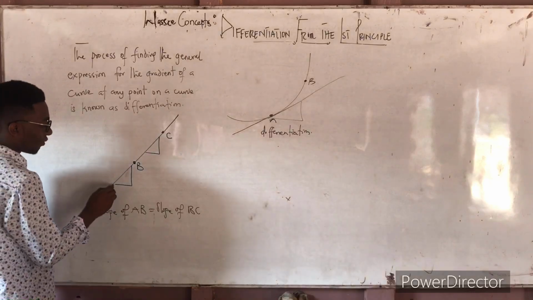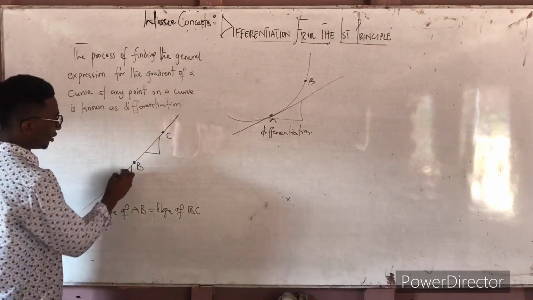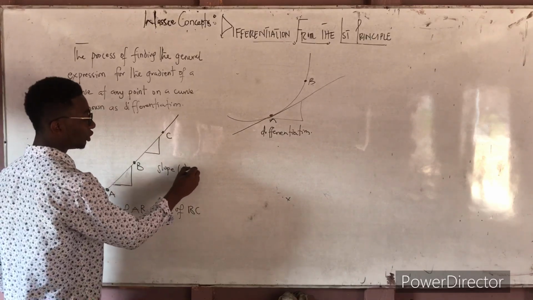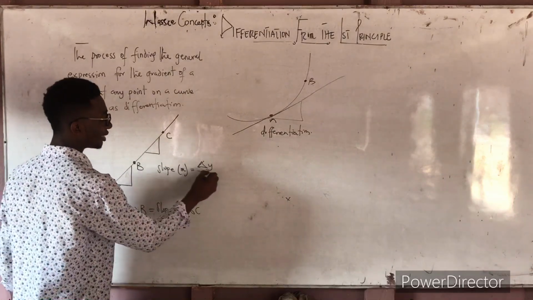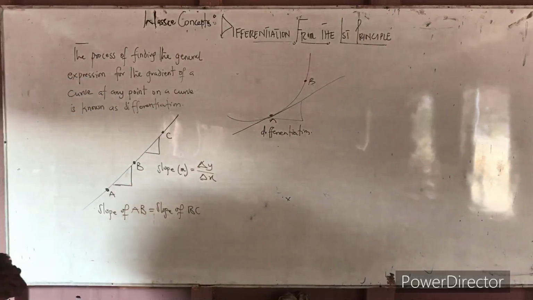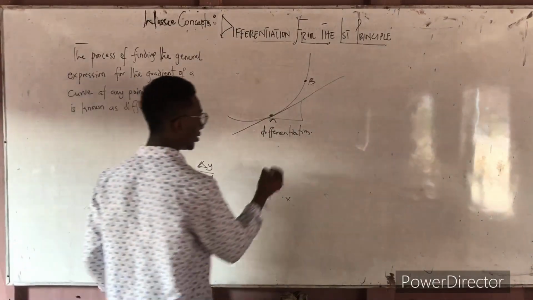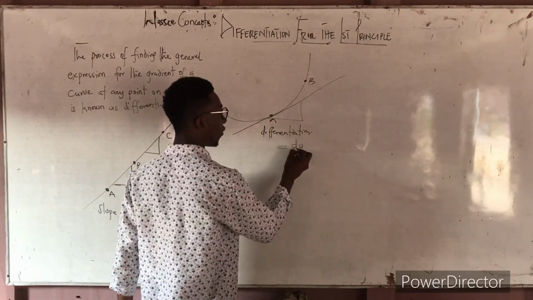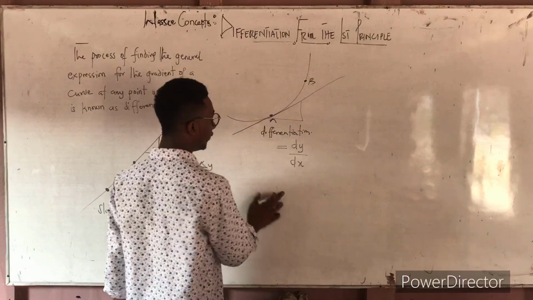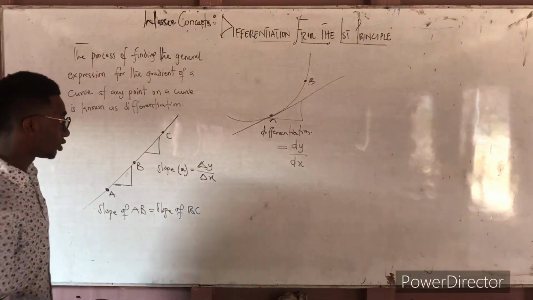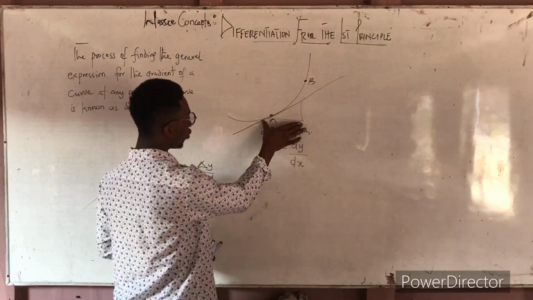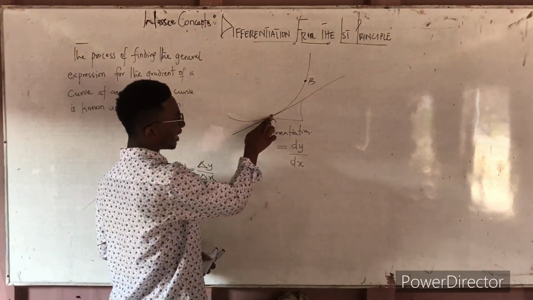Now, when you have the straight line, the slope we find is sometimes represented as m, which is equal to what? The change in y over what? The change in x. But when it comes to differentiation, it is the derivative of y divided by what? The derivative of x. Because with differentiation, we are dealing with the slope of the curve at a given point.